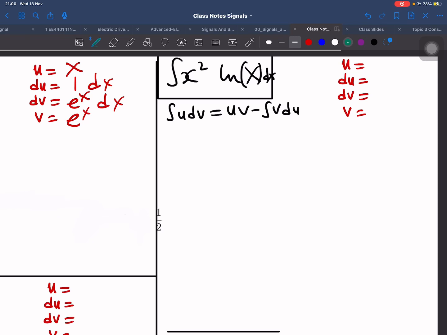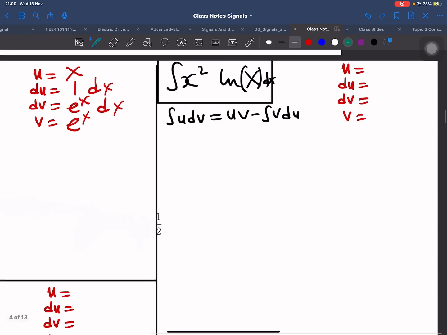Now we have seen this question, x squared ln x. Let me say it now. Whenever you see ln x, the best thing you do is to make it u. So let our u be ln x. Then our du, if you differentiate ln x, what you get is 1 over x dx. Then our dv is the remaining part of the equation, that is x squared dx.